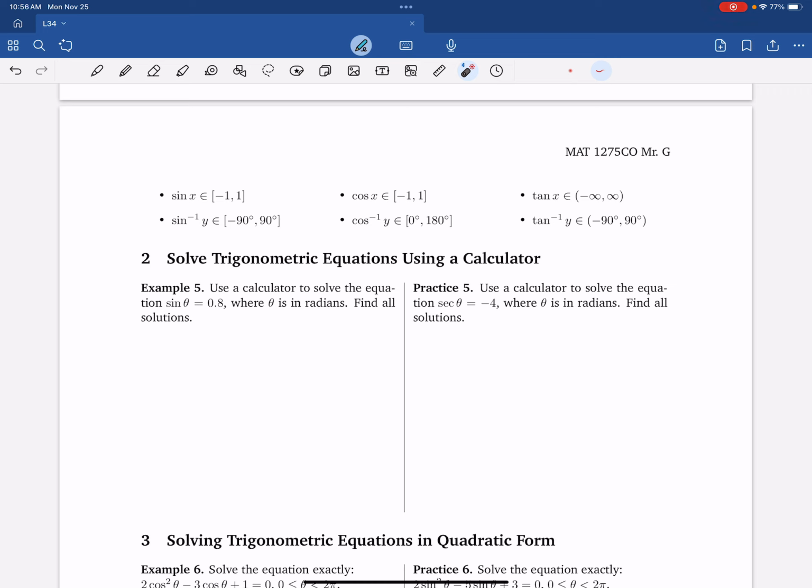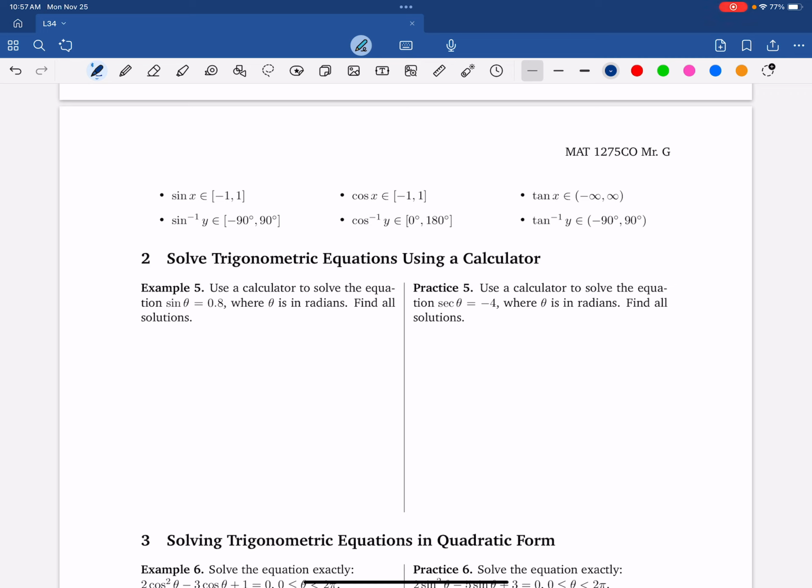For example, sine inverse, your calculator will always give you a value that's between -90 and +90, but that's not always the case, right? Because sine, as you remember, is a periodic function. So sometimes the angle measurement might be out of the range. So you kind of have to know which angle you're going to use. So let's use example 5 to demonstrate. We're going to use your calculator to solve the equation sine of theta equals 0.8, where theta is in radians. And as you can see, they do want you to write the answer in radians. So you are going to change your calculator settings to radians for this one.